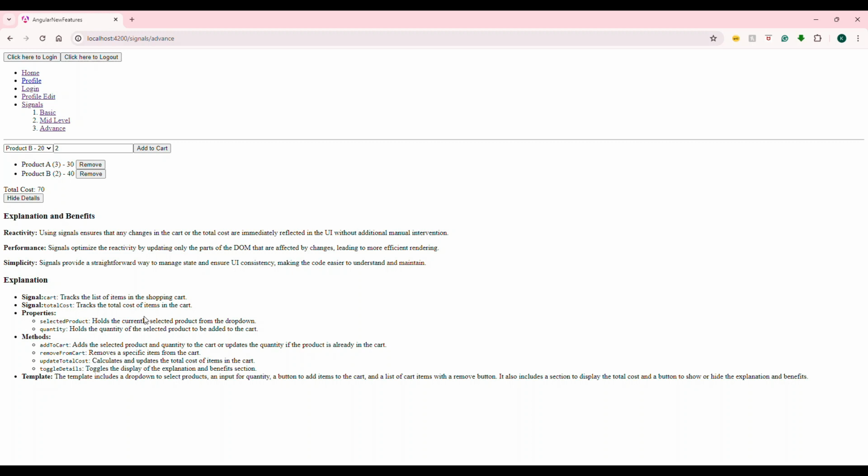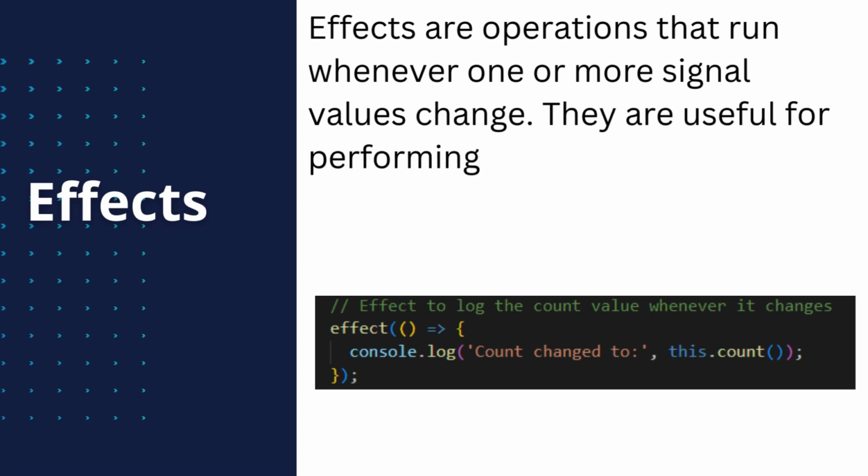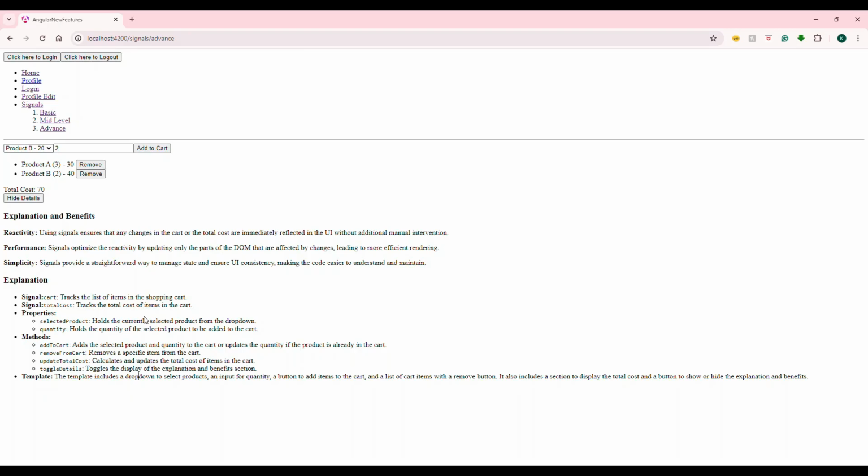Effects are operations that run whenever one or more signal values change. They are useful for performing side effects, like logging, updating some external state, or triggering UI updates. You can run some logic when a signal value has changed and you need to do something, right? Those kinds of things.